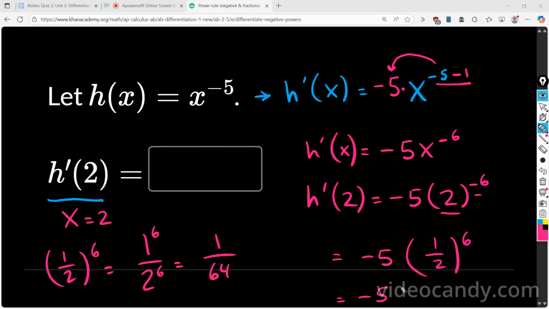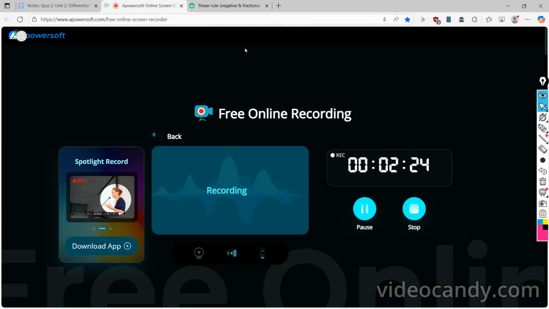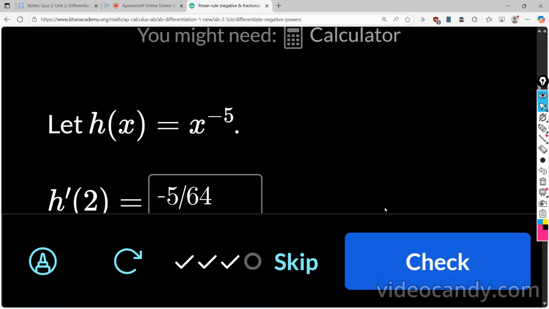So negative 5 times 1 over 64 is just going to be negative 5 over 64. That is actually the slope at x equals 2. So you just enter that in the box: negative 5/64.